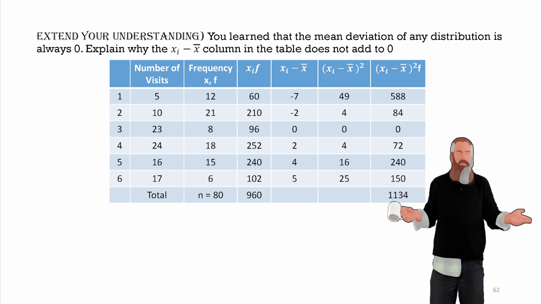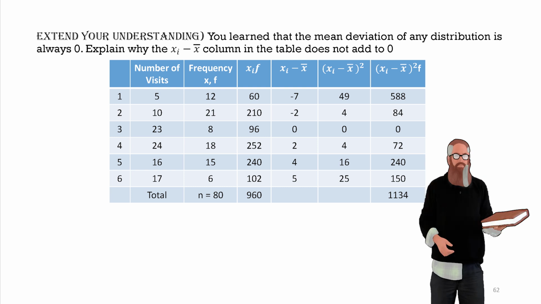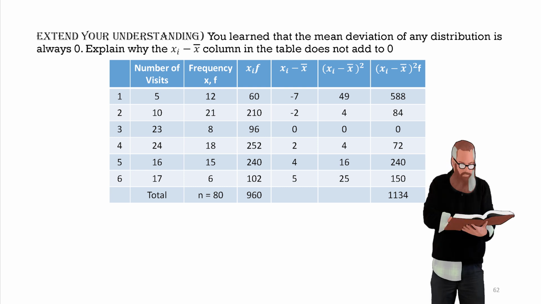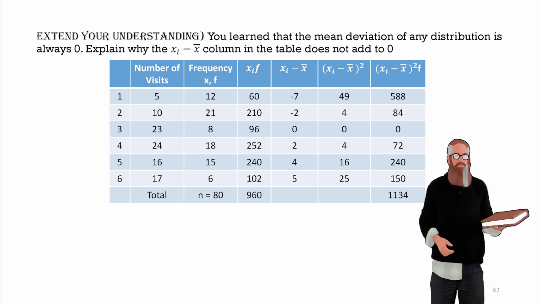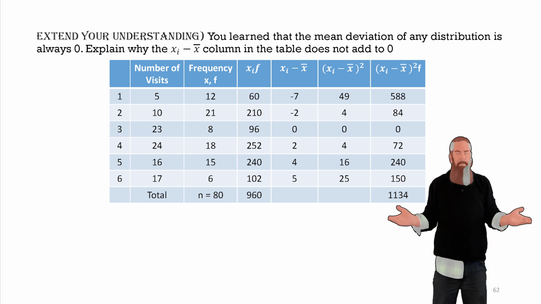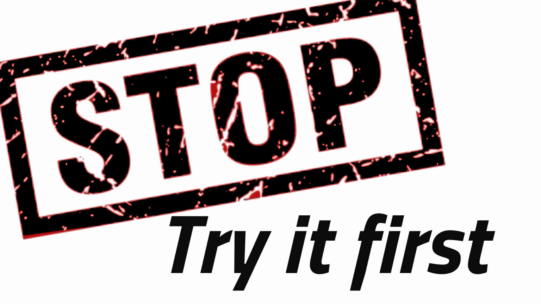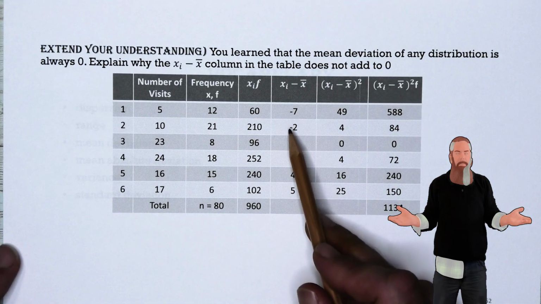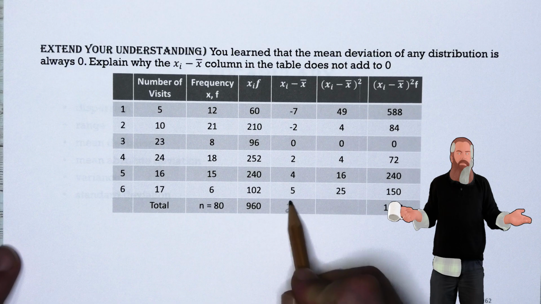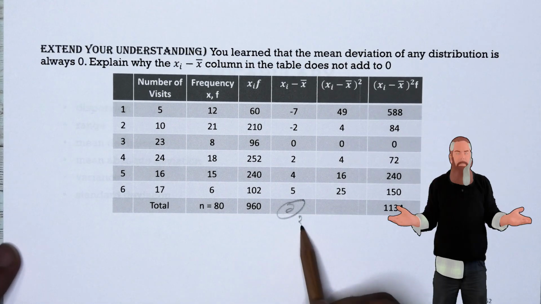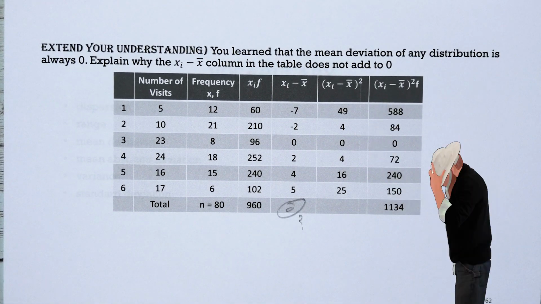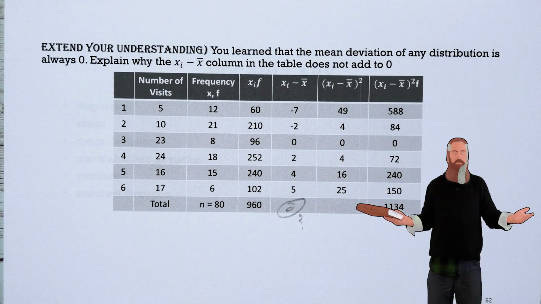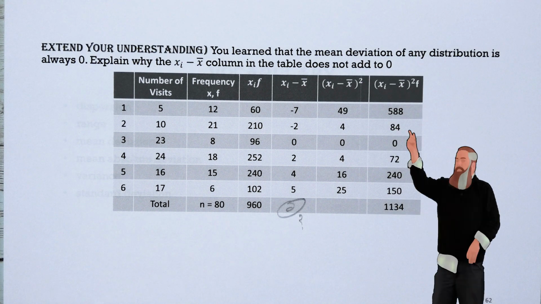Now, let's extend our understanding and say you learned that the mean deviation of any distribution is always 0. Explain why the X sub i minus X bar column in this table does not add up to 0. So I guess the first thing we should do is add up all of these numbers, and we come up with the number 2, and have to ask ourselves why. Well, this column does not incorporate the frequency of each entry. Using that column would be making the assumption that there were only 6 pieces of data, when in fact there were 80.